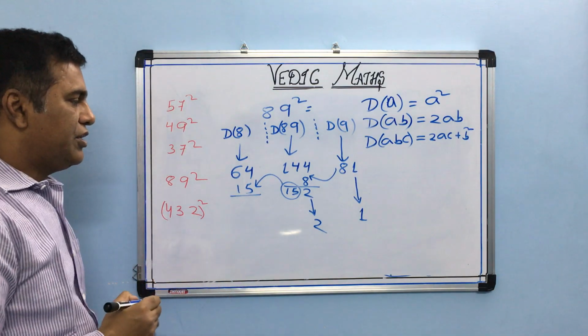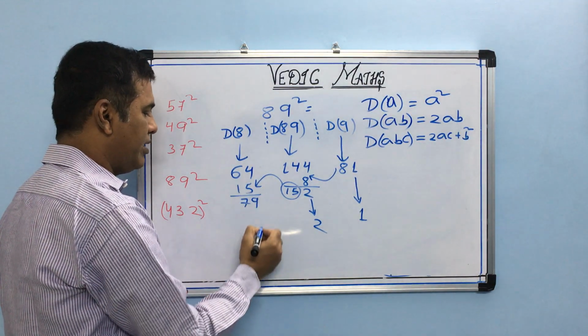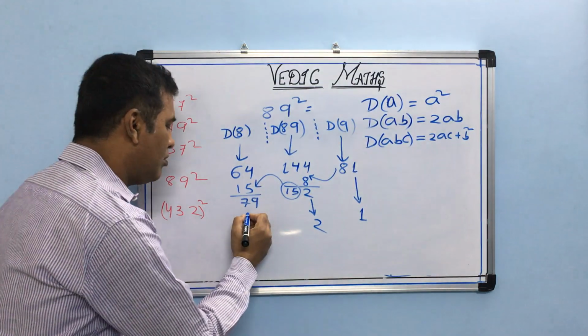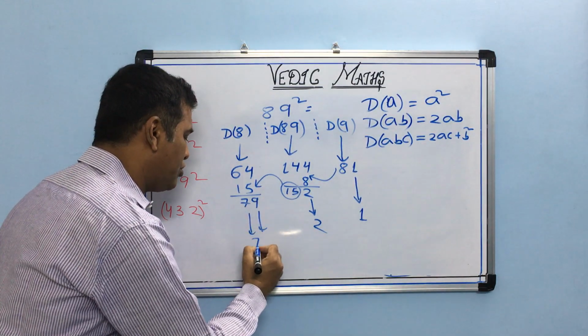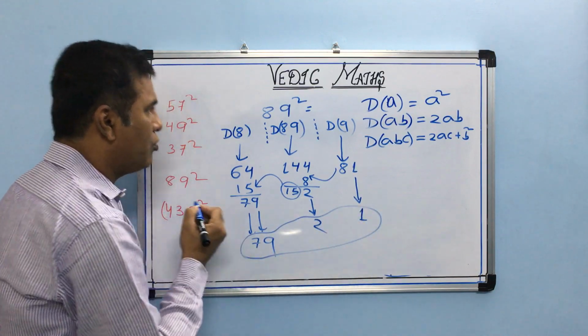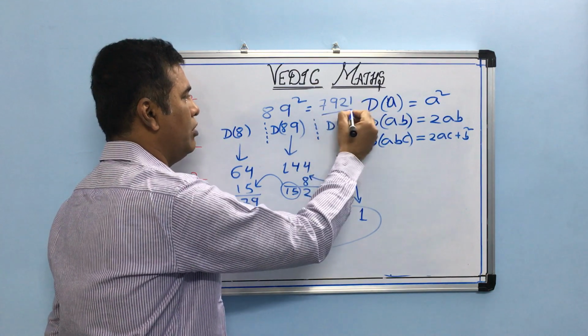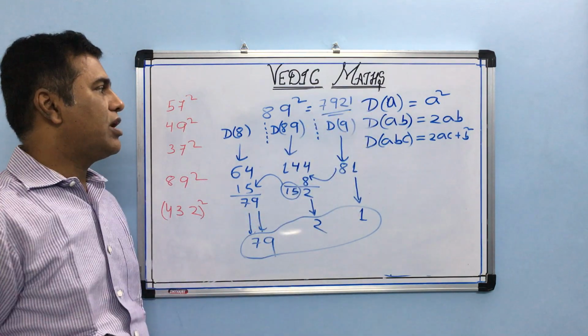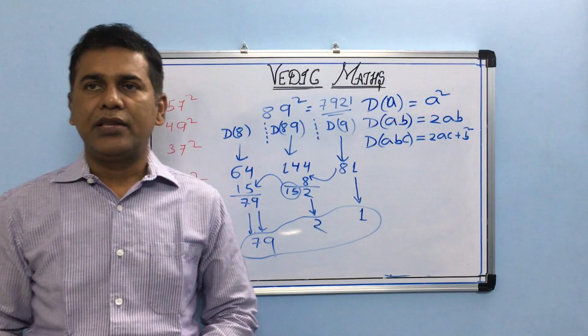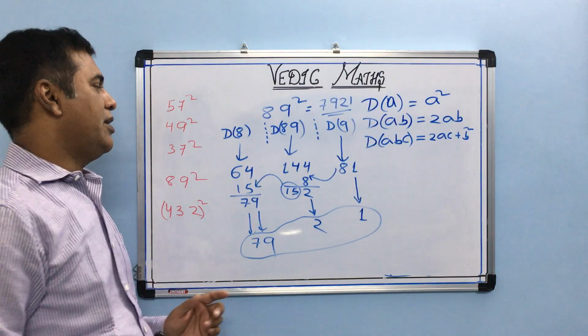So like this. So this will become 79, and since it is the last column, both the digits will come down. So our answer is 7921. This is the square of 89. So in this way we can find the square of any number.